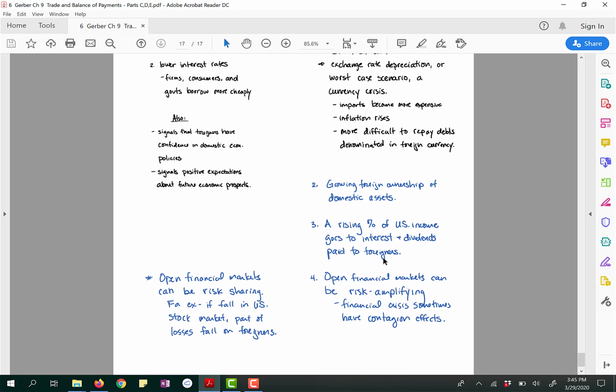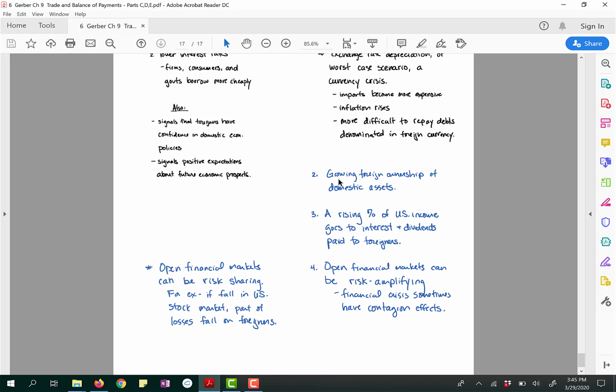A couple other factors that our book did not mention. Growing foreign ownership of domestic assets is another consequence of the trade deficit, and that is quantified by the international investment position, which is part E of this chapter. A rising percentage of U.S. income goes to interest and dividends paid to foreigners.